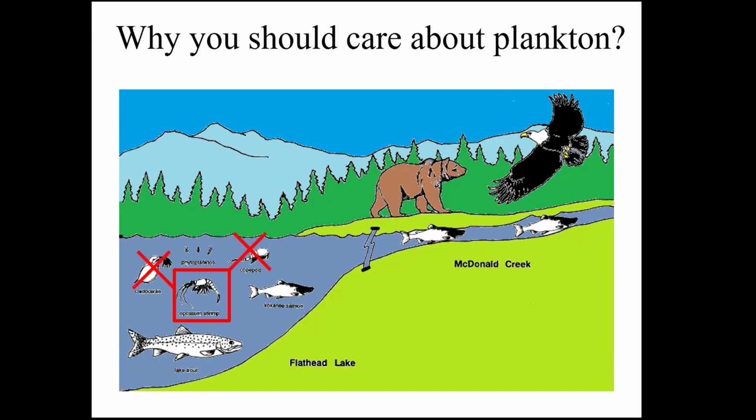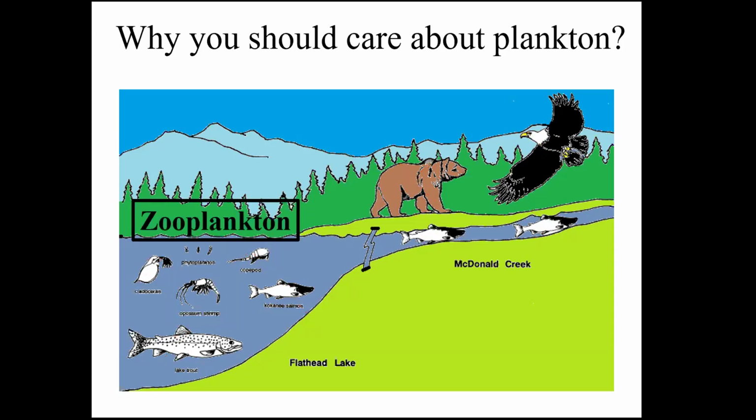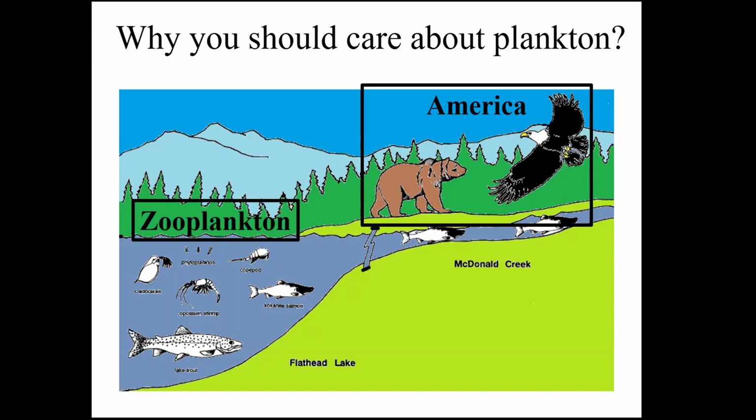When they did that, the plankton community crashed. Mysids ate all the plankton as a top predator. That had influences on kokanee salmon and the other salmonid populations. The kokanee salmon crashed 2 years after they introduced mysids to the lake, which had influences on lake trout. And then eventually grizzly bears and bald eagles didn't have as much food, so they moved on to other places. So the moral of this story is, if you don't care about zooplankton, you don't care about America.